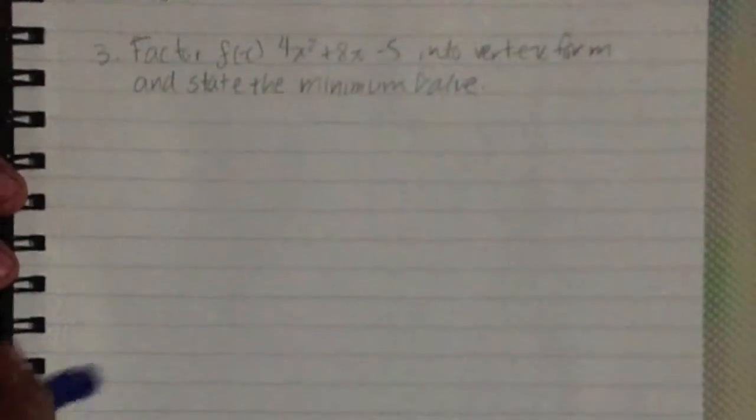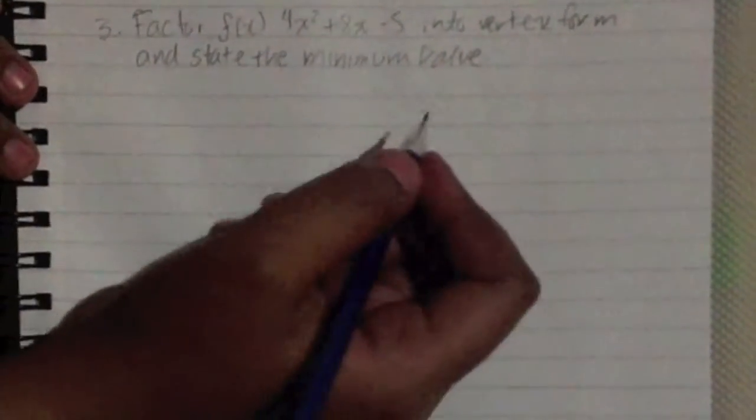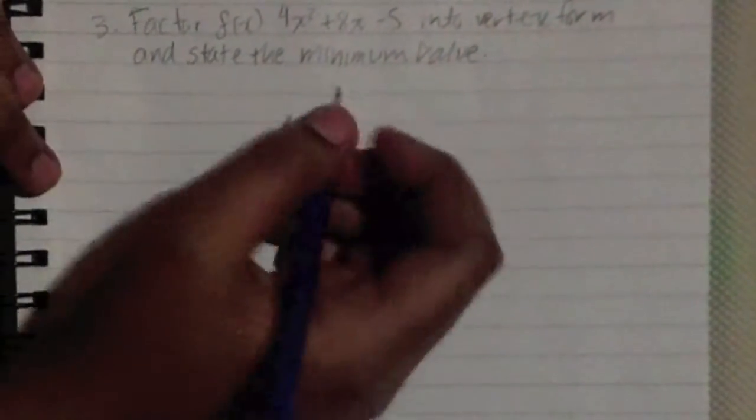Okay, so this is another question. It's asking you to factor the function f of x, which is equal to 4x squared plus 8x minus 5, into vertex form, and then state the minimum value. In this example, I'll show you how to do it the shortcut way.